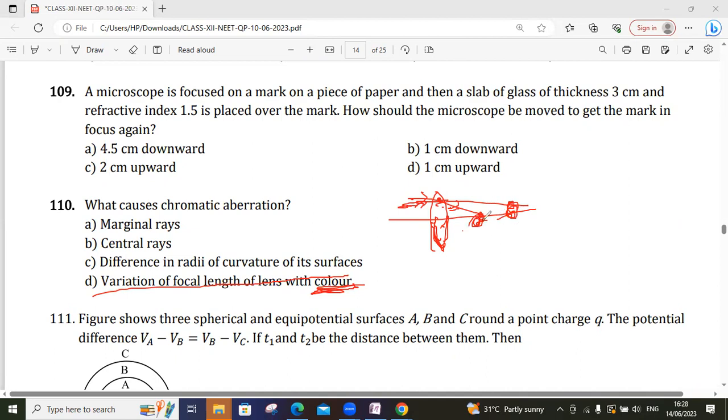White light comes, but here suppose image of some object has come, but at the borders there will be some problems with the color. They will look as if they are split. Right? It is due to variation of focal length of lens with color.